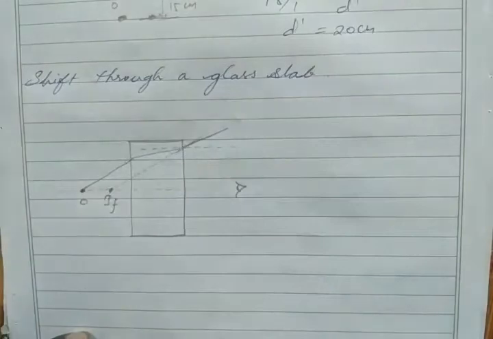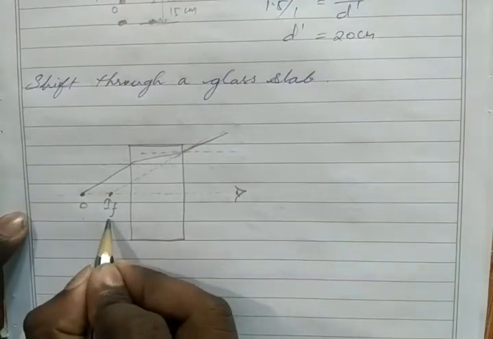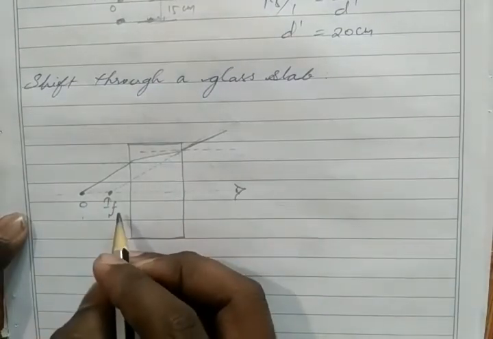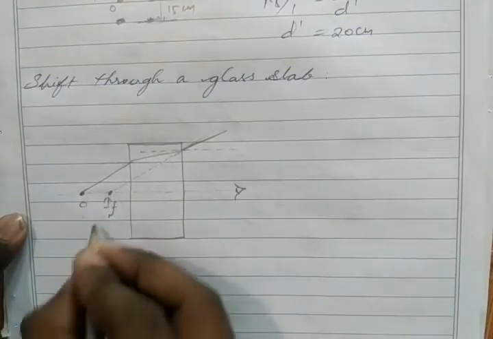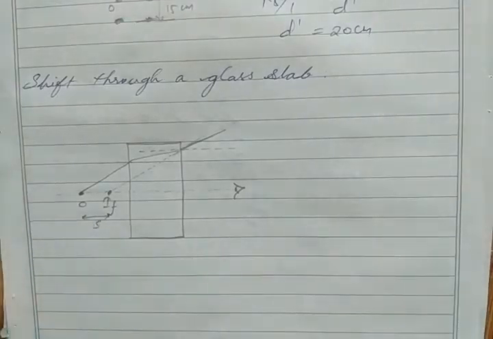This is known as lateral shift or shift through a glass slab. This is the actual object, but for our eyesight it is seen here. So this distance is known as shift. Clear?